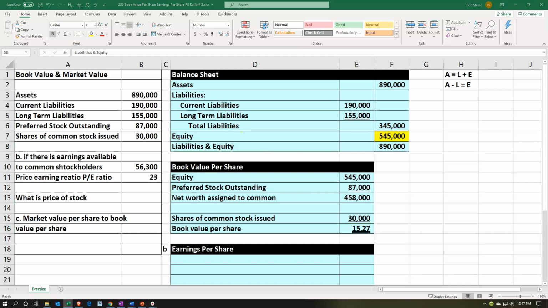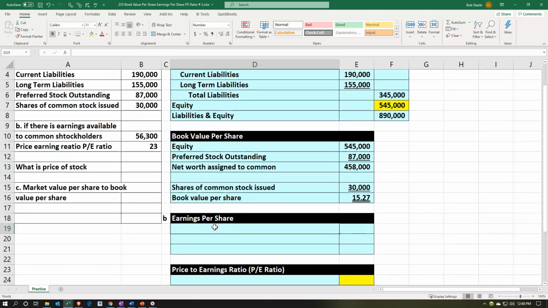Now let's go down to the earnings per share, calculating the earnings per share. So for earnings per share, we'll start off with the earnings available to common stockholders. So we got the earnings available to common stock. That is given to us here.